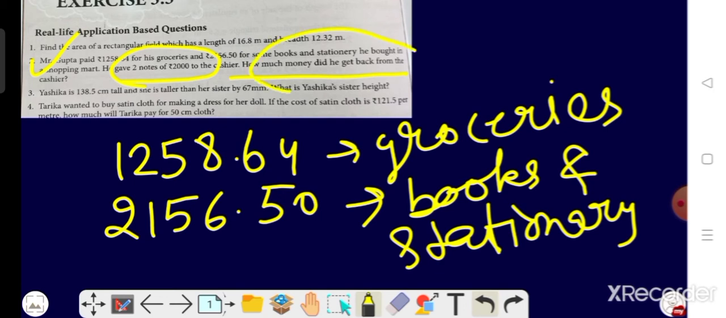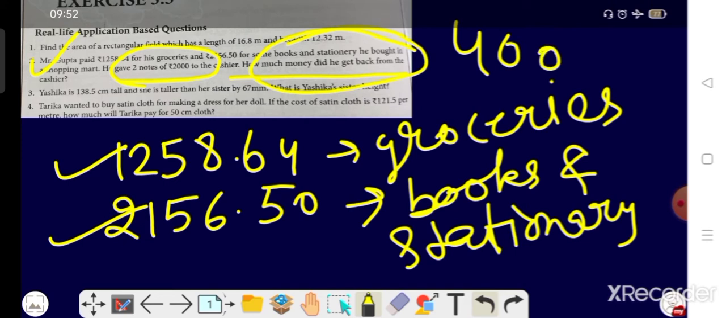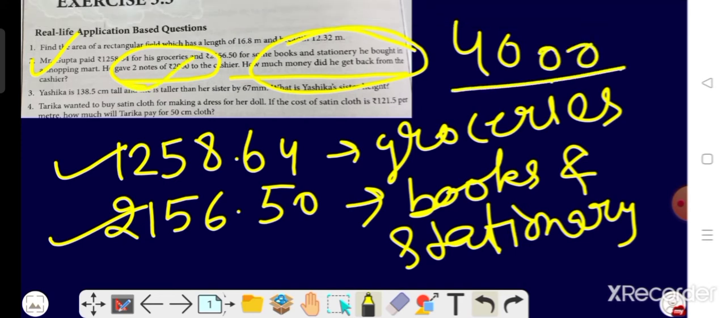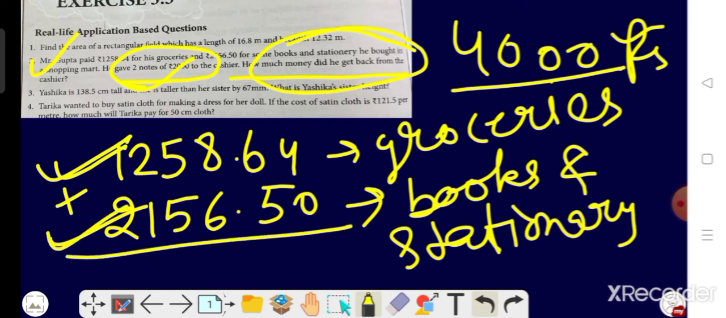To calculate the money that he gets from the cashier, we have to subtract the amount that he has to pay from the amount that he has given to the cashier. Amount given to the cashier is equal to 4000, because 2 multiplied by 2000 is equal to 4000 rupees. Okay, and the amount that he has to pay, this plus this. So the total amount that he has to pay is equal to the sum of the amount for groceries and the amount for books and stationery.